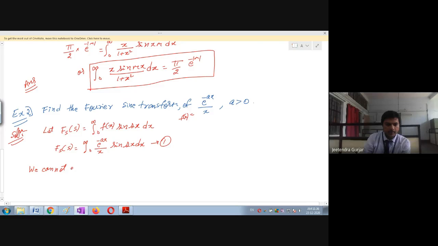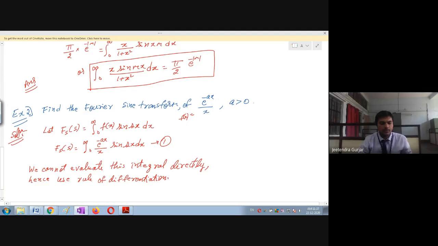cannot evaluate this integral directly. Is it clear? Hence, what I do, I use Leibniz rule of differentiation. It is also known as Leibniz rules of differentiation.